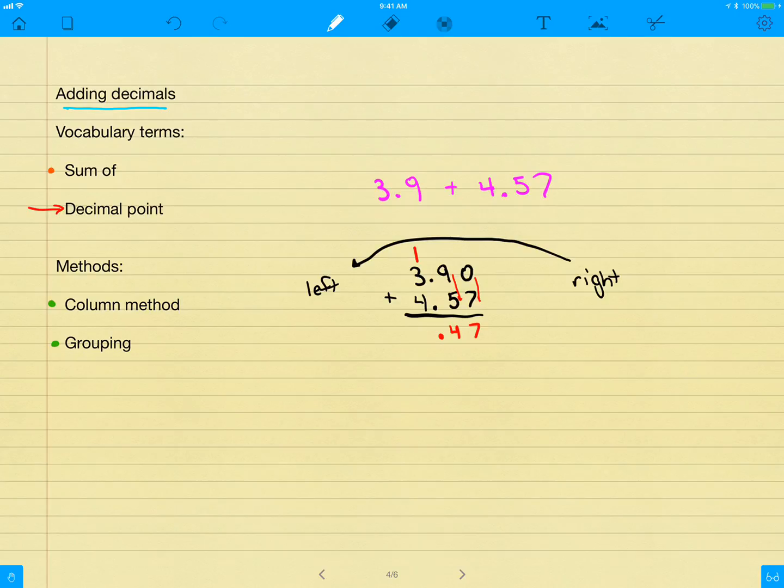That's why we line them up. And then 1 plus 3 is 4. We add another 4, and that's 8. And this is your answer.